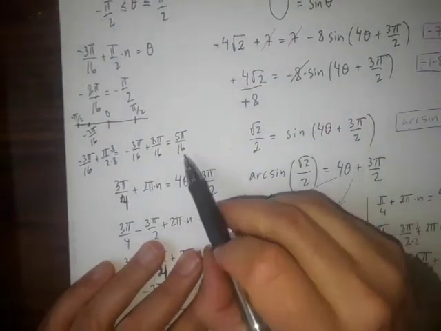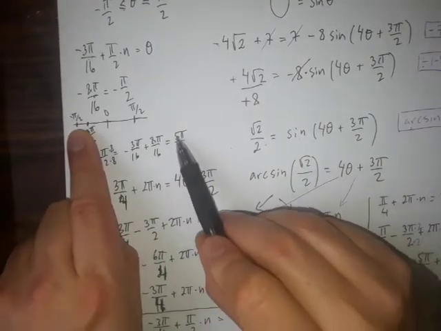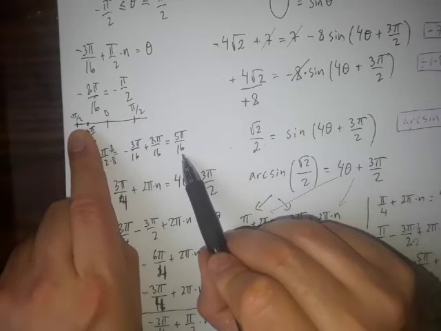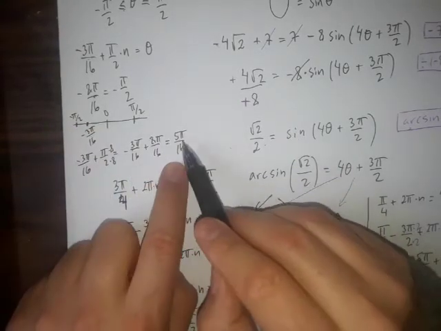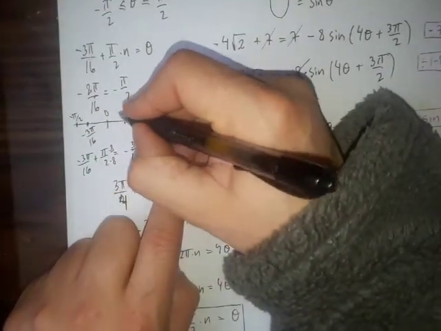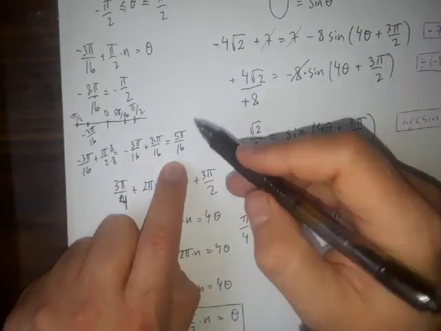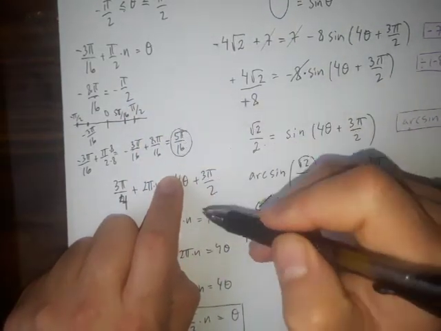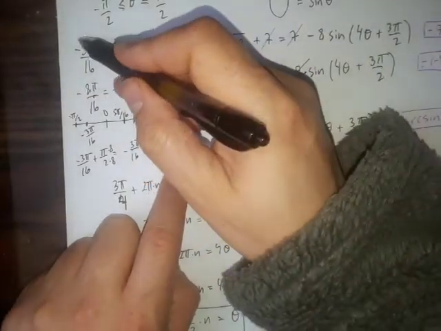Now let's think, is this still inside of this domain? Well, 8 pi over 16, right, would be this. So that means that this 5 pi over 16 is around here. 5 pi over 16. So it's still inside of the domain. So this is a solution, and then this is a solution, right?